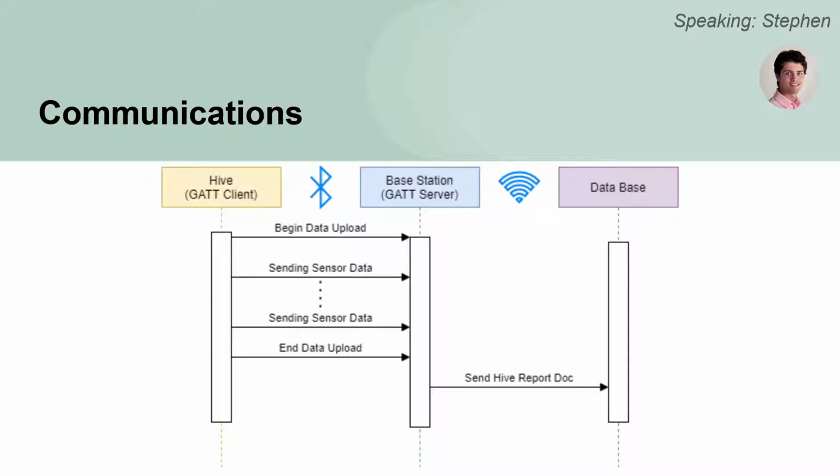The base station manages each hive connection independently, so multiple hives can be connected and uploading data at the same time. When a hive begins its periodic data upload, it sends a message to the base station signifying that a new upload is starting. This is followed by the sensor data and finally an end upload message. Whenever an upload is complete, the base station processes the data and packages it into a report document and sends it to the database using PyMongo.